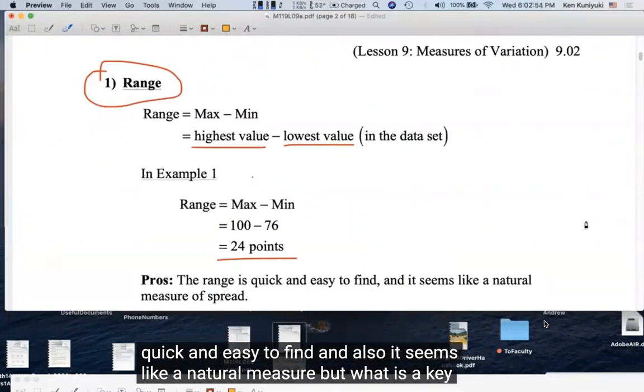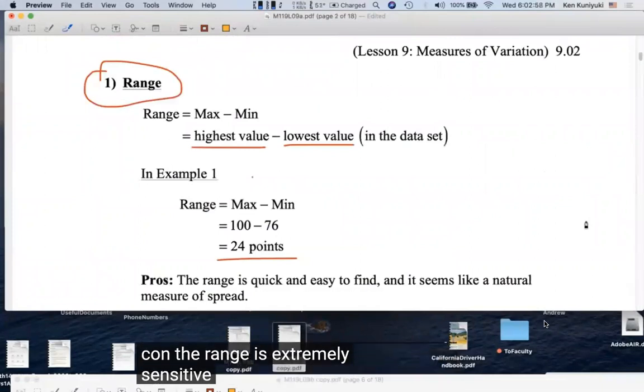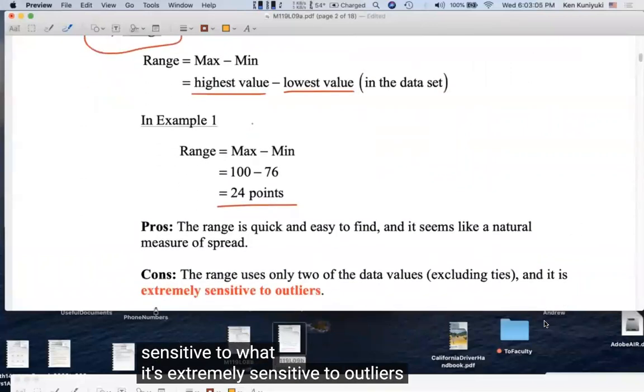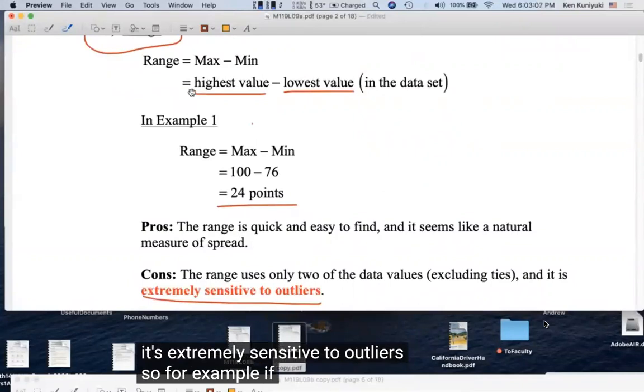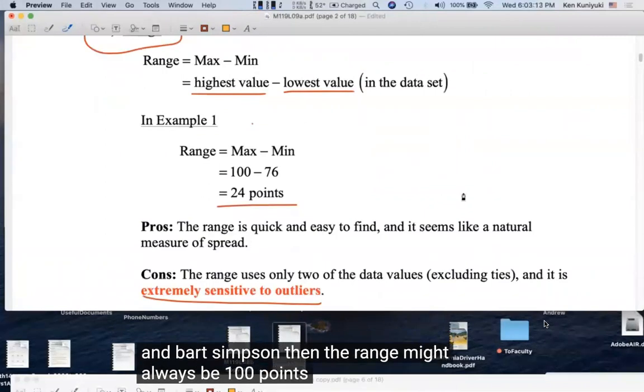But what is a key con? The range is extremely sensitive to what? It's extremely sensitive to outliers. So for example, if you have a physics class with the ghost of Albert Einstein and Bart Simpson, then the range might always be 100 points.